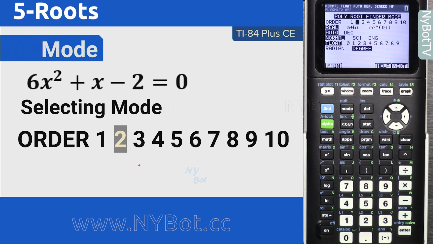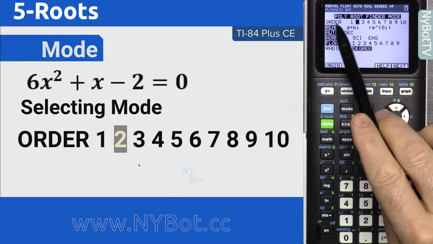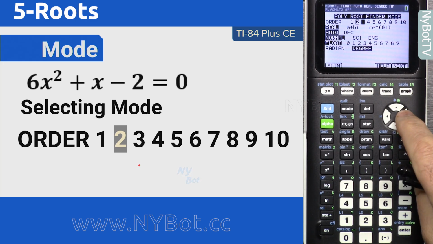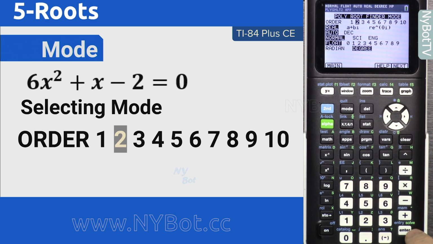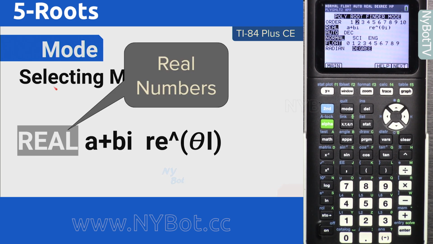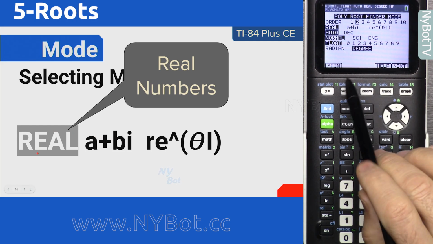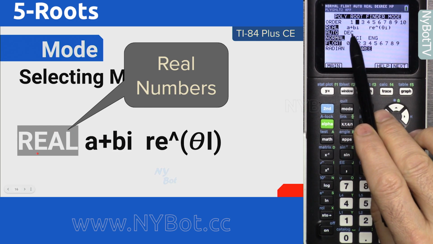On this screen, in the first line, we select the order. If it's not selected, let's go left and right, and press enter to select it. This represents the highest order of the power, and the real has been selected in this area.